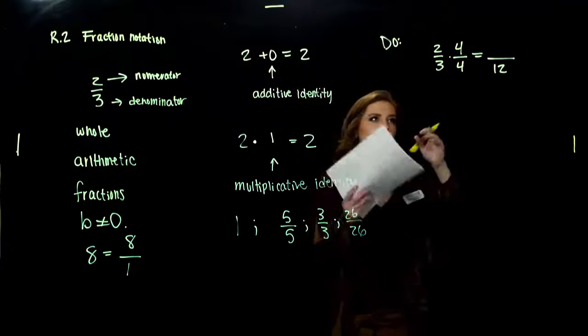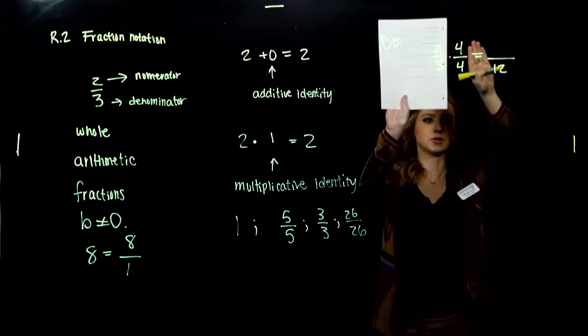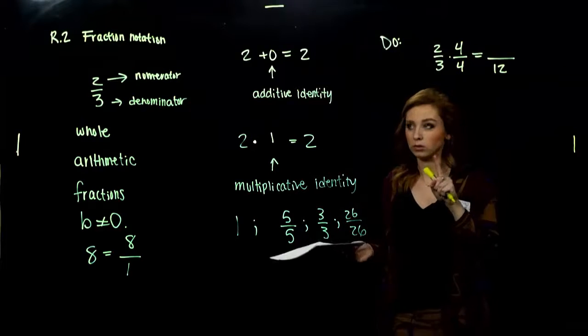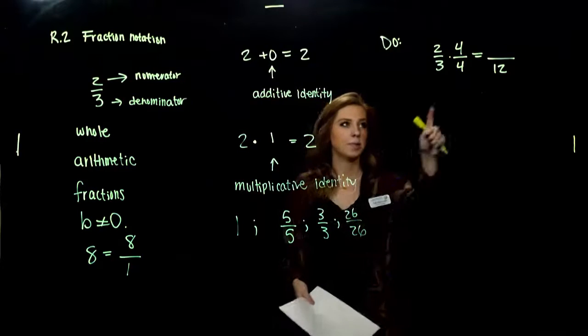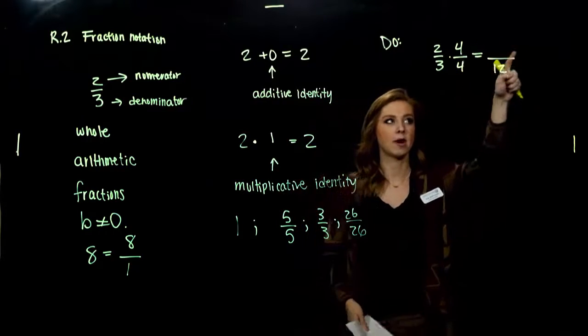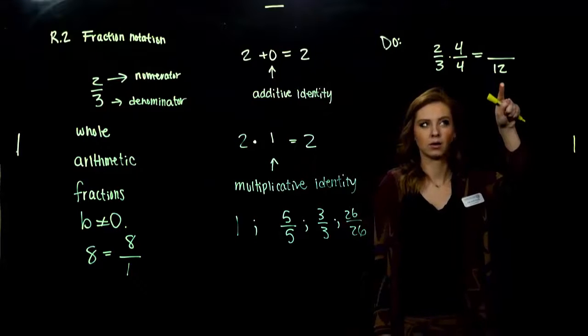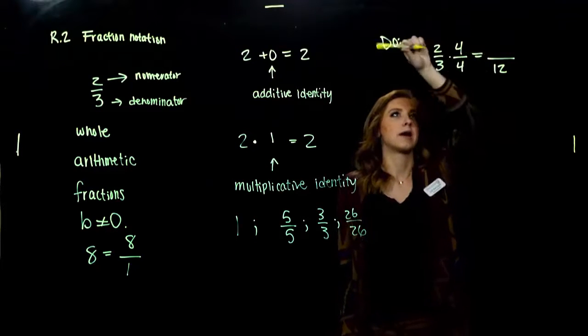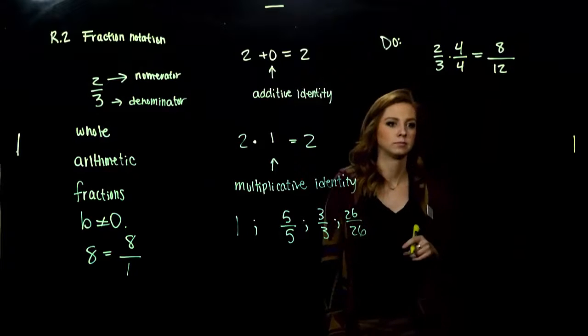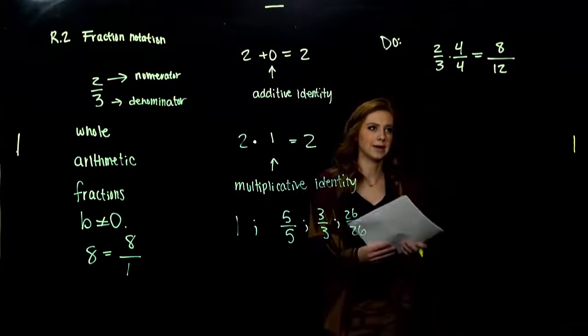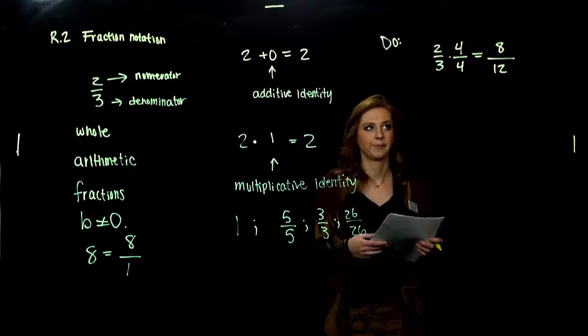Because in reality, what are we multiplying by in between there? What is 4 divided by 4? 1. So we're just using that multiplicative identity. Okay, I'm multiplying by 1, I'm going to get the same thing out, but I'm changing what it looks like. So what numerator are we looking at? Multiply straight across the top, straight across the bottom. 8 over 12. That's the same as 2/3.